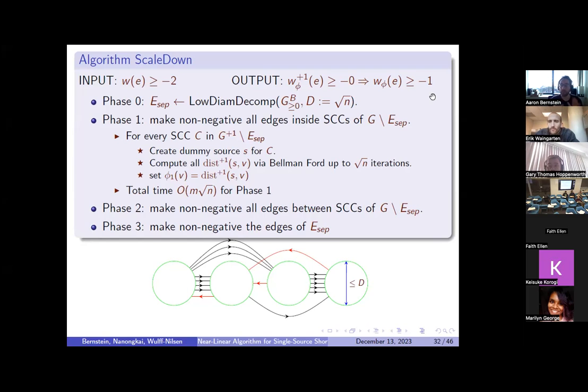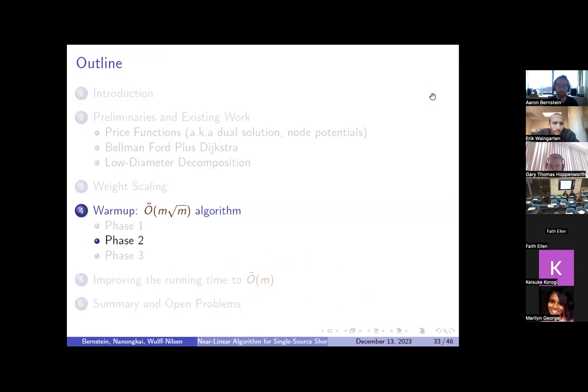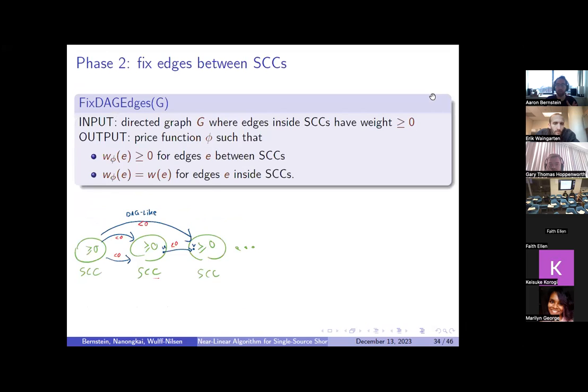Okay, so at the end of phase 1, all the edges inside the green components are now non-negative in G+1, but the black edges can still be negative and the red edges can still be negative. So the goal of phase 2 is to now fix the black edges. Ignore the red edges, we don't care about them. We just want the black edges to become non-negative. Let's think about the input to phase 2. By the time we're in phase 2, we already completed phase 1, which means all the edges inside the green components are non-negative. But we can still have these negative DAG edges between the components.